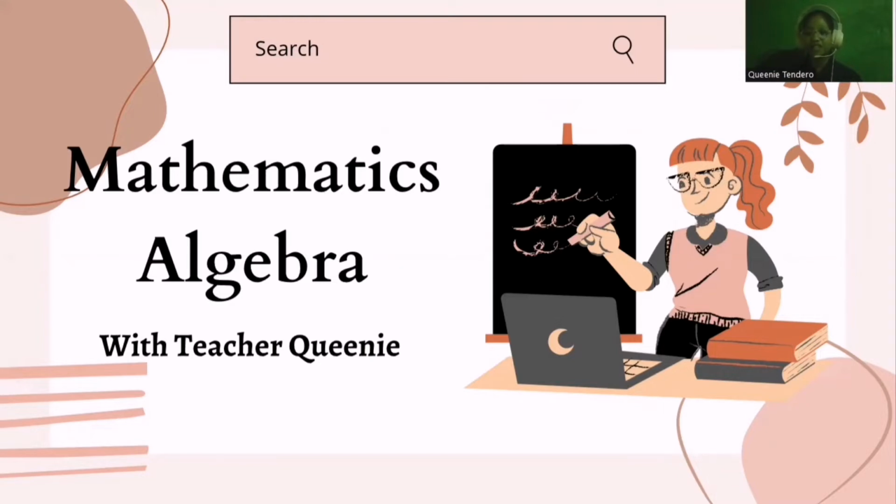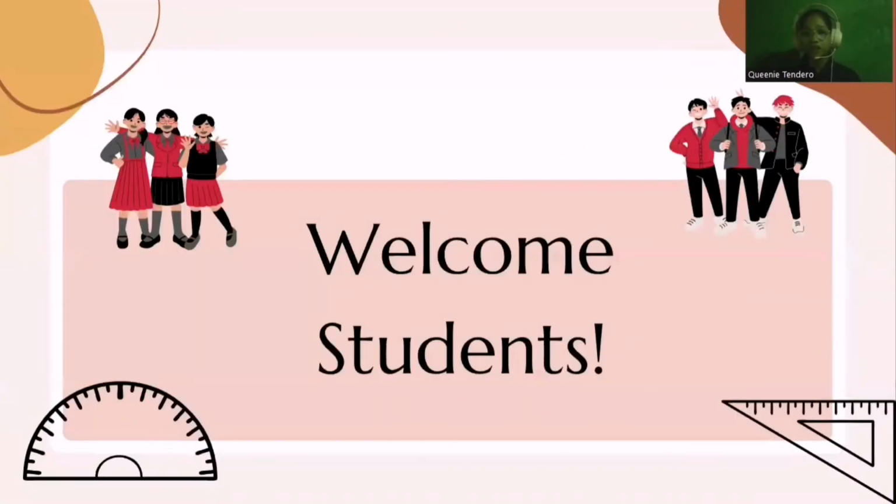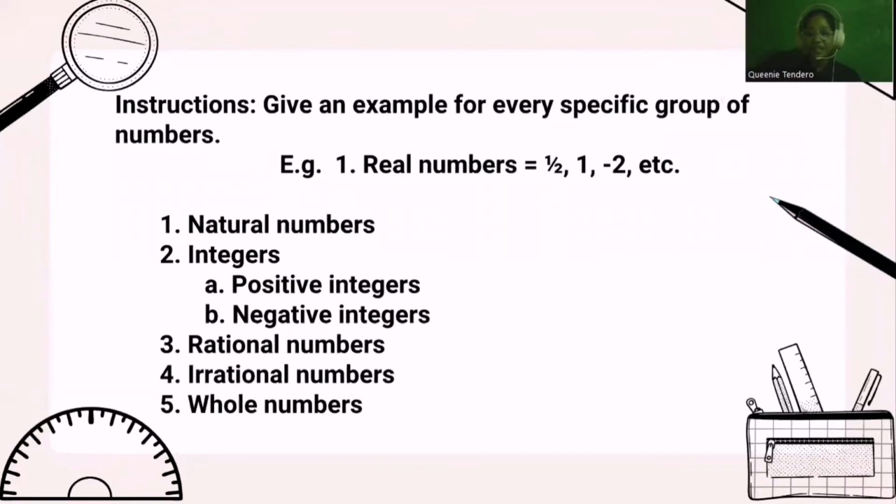Before I introduce our topic for today, let us all refresh our minds and have a recap first of all these terms. In our previous discussion, I talked about real numbers and their classification, right? To test if you still remember, give an example for every specific group of numbers. For example, real numbers could be 1/2, 1, -2, etc. Just give me one example for every number.